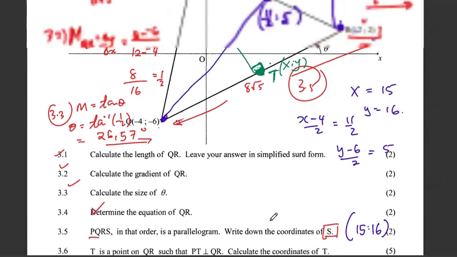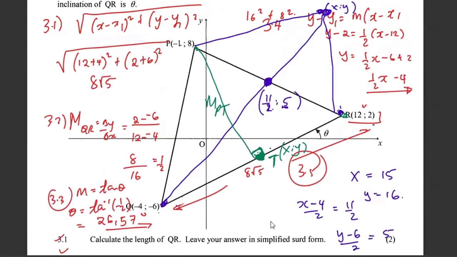Okay, so step number 1, we're saying that if we have our point P, which is -1 and 8, and then T is X and Y.